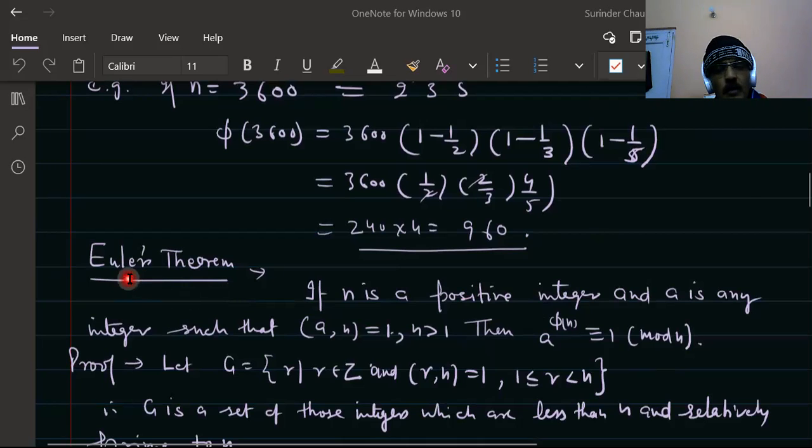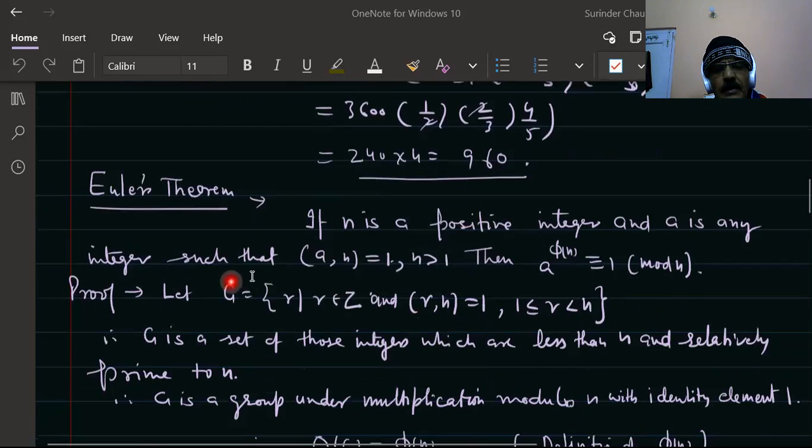Now next we state Euler's theorem. If n is greater than 1 and a is any positive integer such that a and n are relatively prime, that is, the greatest common divisor of a and n is equal to 1, then a to the power phi n is congruent to 1 modulo n.